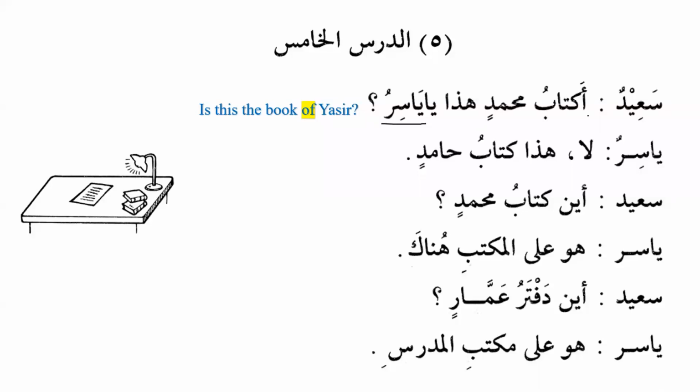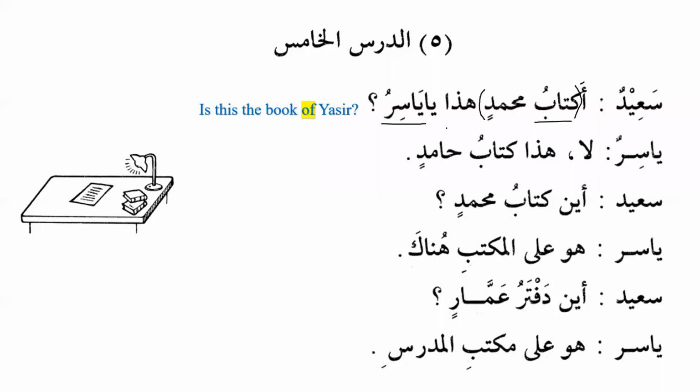As we know, this is Hamzatul Istifham, it is used to ask a question. And this construction we can see over here is the Idafa construction. Kitabu is light, and Muhammadin is majroor. One more thing you should see over here: in 95% of the cases, please remember, the thing is an indefinite noun and the possessor is a definite noun. Akitabu Muhammadin hadha ya Yasiru.